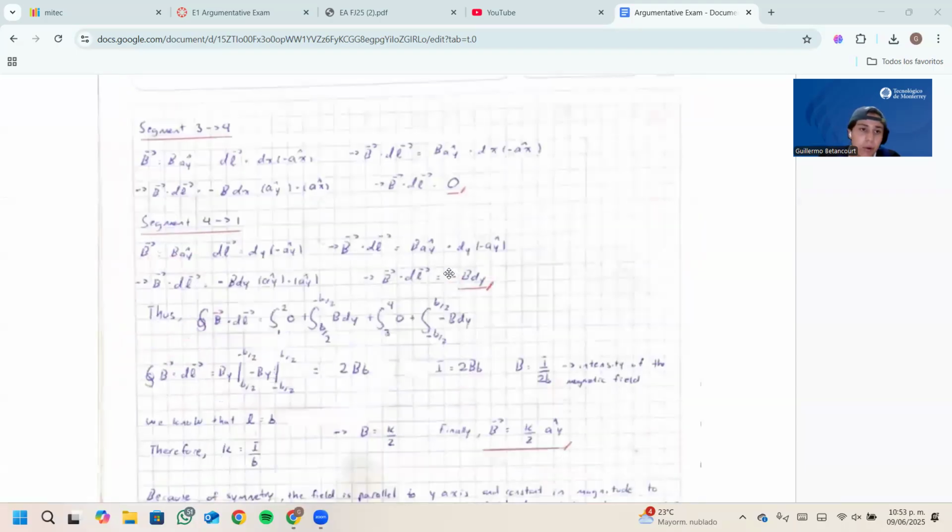It's the same process for segment 3 to 4, but then the differential of x is going in the negative x direction. But this doesn't affect much because we know that the dot product of the vector y with the vector x is equal to 0. Segment 4 to 1 is the same. The differential of y is in the negative y direction, and we know that cos of 0 is equal to 1. So we are left with this negative expression.